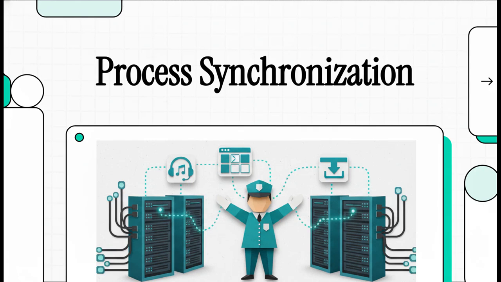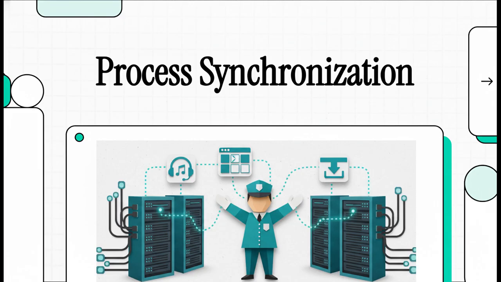Have you ever just stopped and wondered, how on earth does your computer do all that stuff at once? You know, you're streaming music, you've got like 20 browser tabs open, a file is downloading. How does it not just completely fall apart? Well, today we're pulling back the curtain on the invisible traffic cop that makes it all possible.